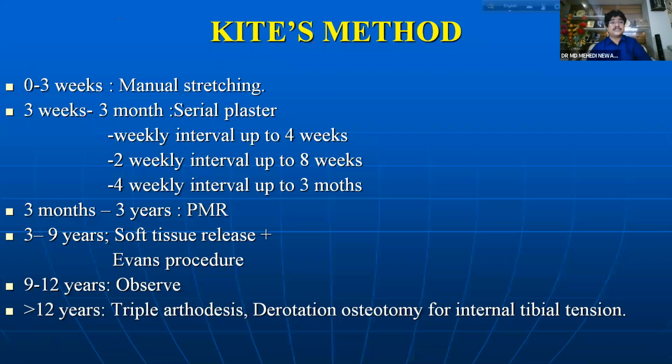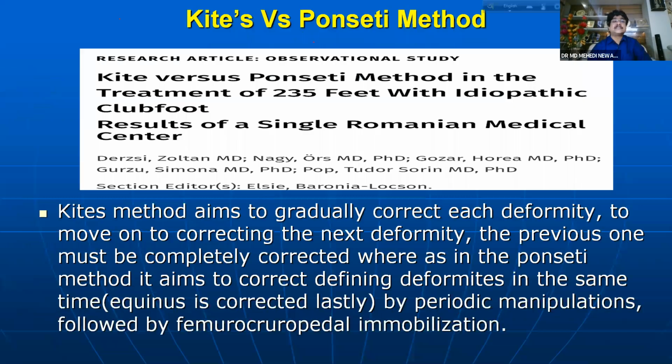But why obsolete? A research article, an observational study by Rizzi and others: Kite versus Ponseti method in the treatment of 235 feet with idiopathic clubfoot. The result is that the Kite method aims to gradually correct each deformity and then move on to correcting the next deformity. The previous one must be completely corrected, whereas the Ponseti method aims to correct the deformities in the same sitting.